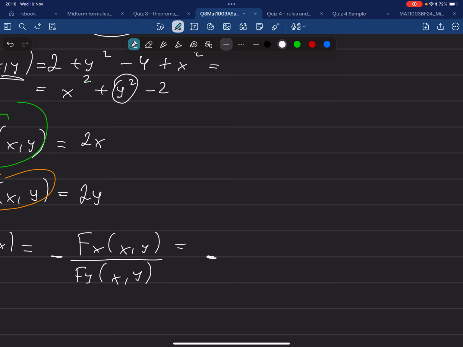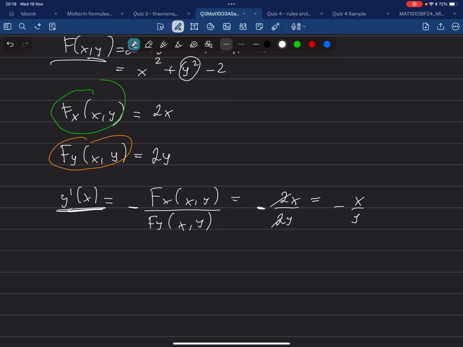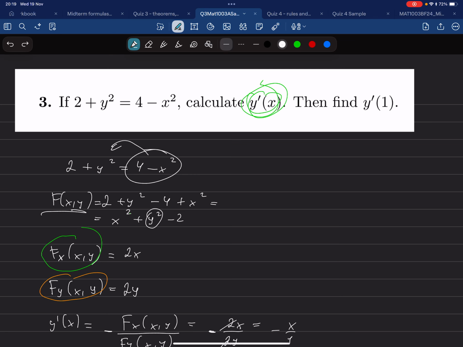So in this case, it's going to be minus 2x over 2y. I can cancel out the 2's, so it's just minus x over y. So that's our formula for y prime of x. But we're not ready with the entire problem yet. We are already up to here. This part we figured out.